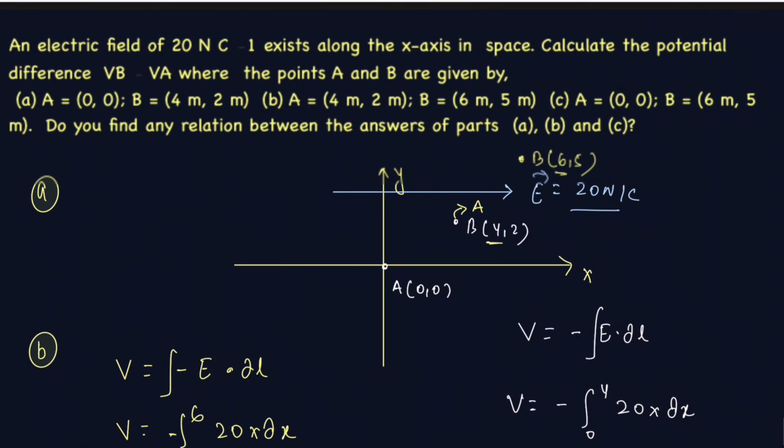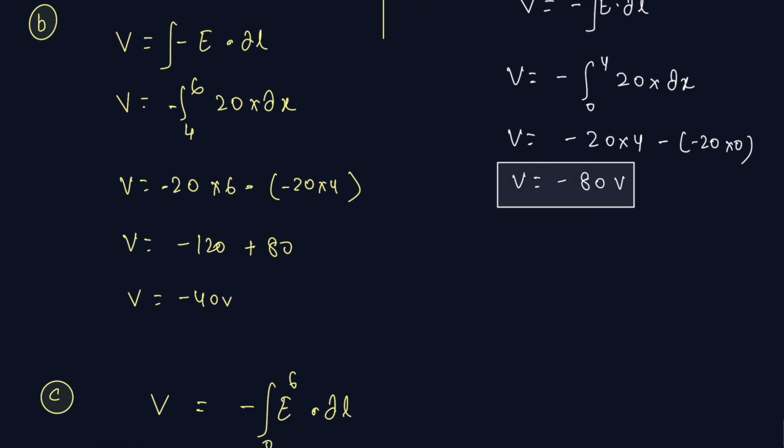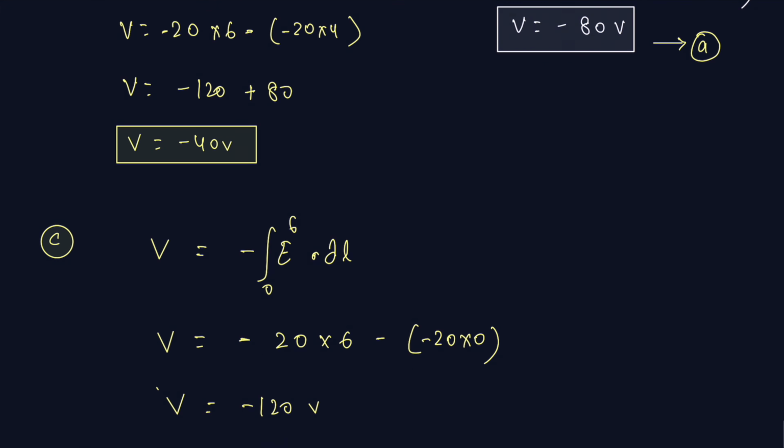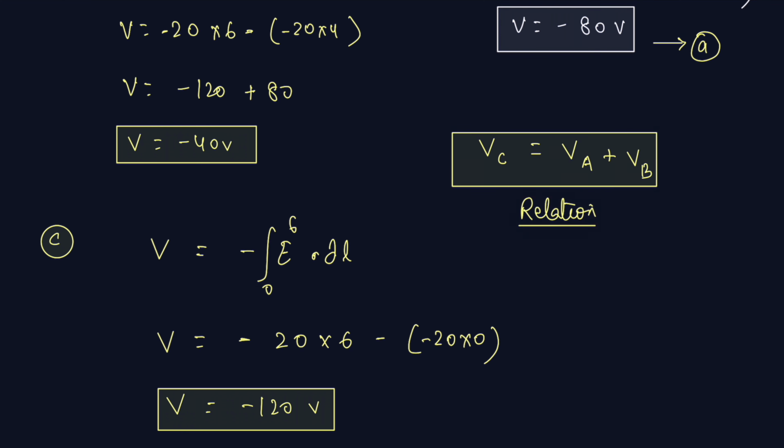In the last question, it is mentioned: do you find any relation between the answers of parts A, B and C? So as you see, answer of A is minus 80 volt and B is minus 40 volt and C is minus 120 volt. It means that voltage of C is equal to the sum of the voltage of A plus voltage of B. So this is the relation. That's it in this question.